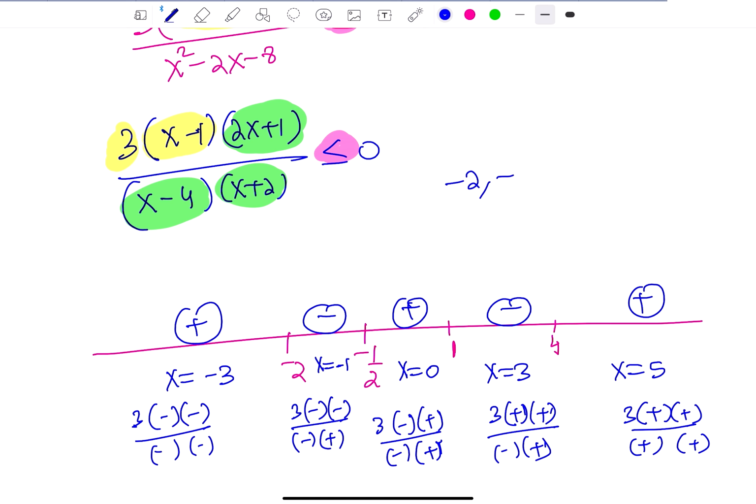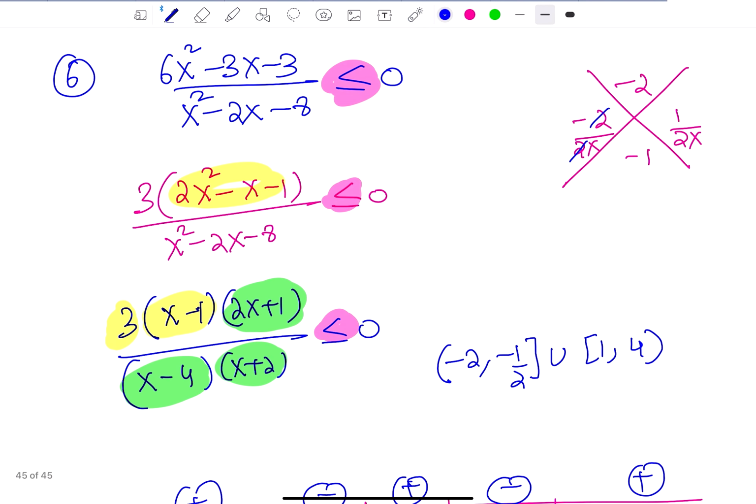Between negative 2 and negative 1/2, it is negative. But we cannot include negative 2, but we can include negative 1/2. The other place it's negative is between 1 and 4. We can include 1, but we cannot include 4, because you have to exclude the numbers that make the denominator 0. Those numbers will not make your inequality less than or equal to 0. They're actually going to make it undefined. Hopefully that helped.